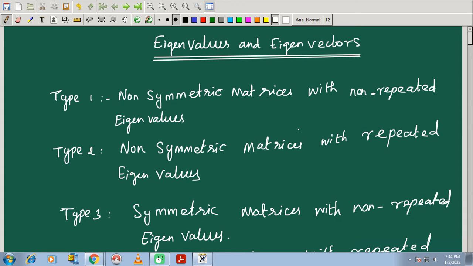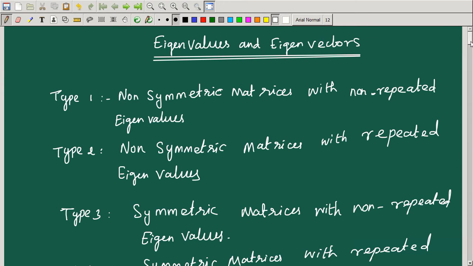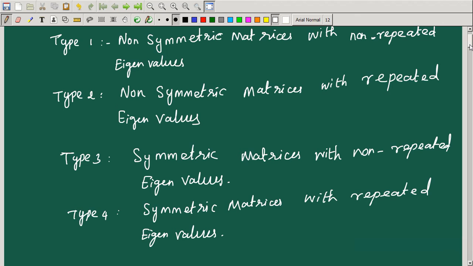Okay, so we have four types. Type 1 is non-symmetric matrix, non-repeated eigenvalue. Next, type 2, non-symmetric matrix, repeated eigenvalue. Type 3, symmetric matrix with non-repeated eigenvalue. And type 4, symmetric matrix with repeated eigenvalue. In this, if you see, type 1 and type 3 have the same procedure.